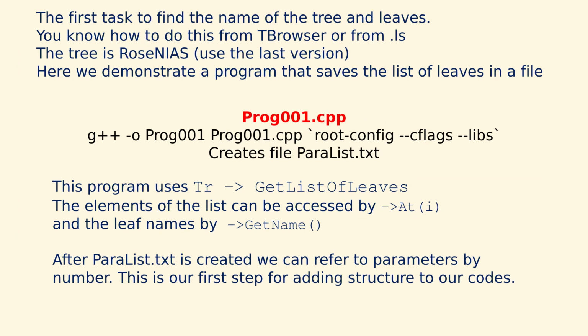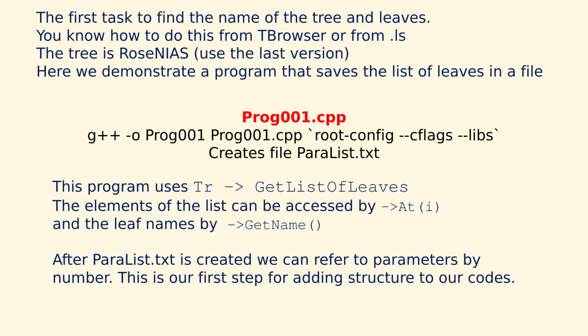So the first task for us is to discover the name of the tree and the name of the leaves. This I have also explained in my series of lectures on ROOT, and all of you know how to do this by using the TBrowser. The other way to do it is also from the ls command. From the command line you can get it.